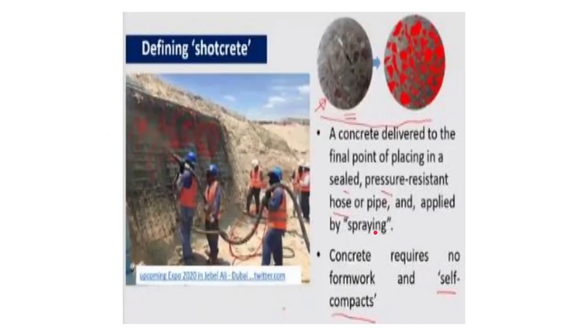Now let us go to a special concrete, which is shotcrete. So what is shotcrete? Shotcrete is basically a concrete delivered to the final point of placing in a sealed pressure resistant hose or pipe and applied by spraying. As we discussed in the last classes, it contains a larger amount of finer materials, with fines passing 0.125 millimeter. Concrete requires no formwork in this case, and it is self compacting in nature. These are some of its advantages.